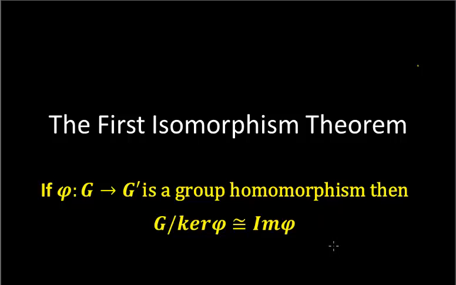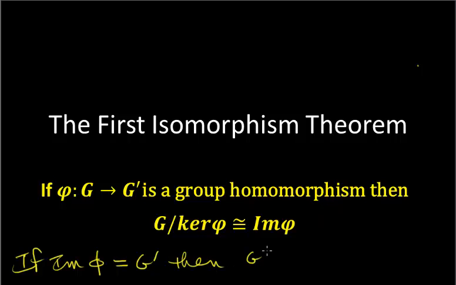It may be all of G prime. Note that if the image of phi is all of G prime, then we can say that G mod the kernel of phi is isomorphic to G prime. And this is often the kind of problem we're asked.